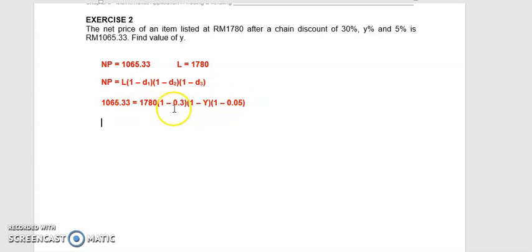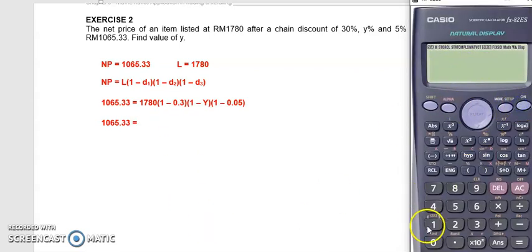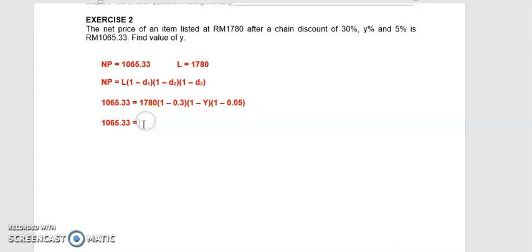Okay, this part you can multiply directly first. So 1065.33 equivalent to, okay, multiply that part. 1780 multiply 1 minus 0.3 multiply 1 minus 0.05. So this part you get 1183.7. Then multiply by 1 minus y.